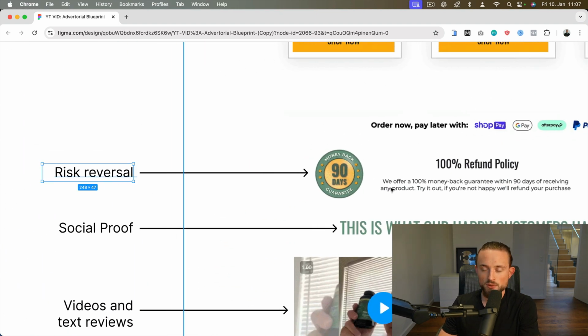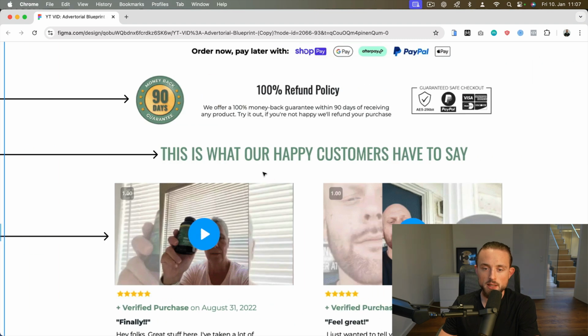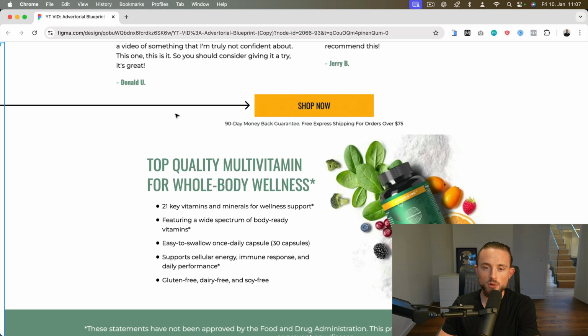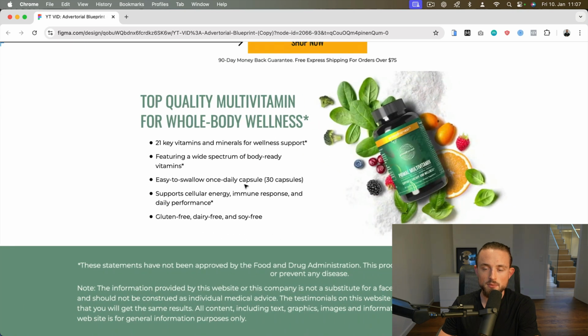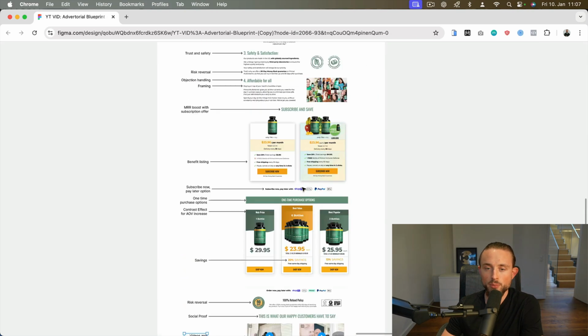Then again, risk reversal, so 100% refund policy, social proof, videos and text reviews, which we have here at the bottom, which is pretty straightforward. Another call to action. Again, another section talking about the product, why it's great. And then that's basically the full page.